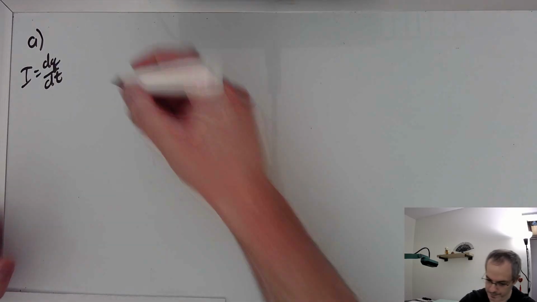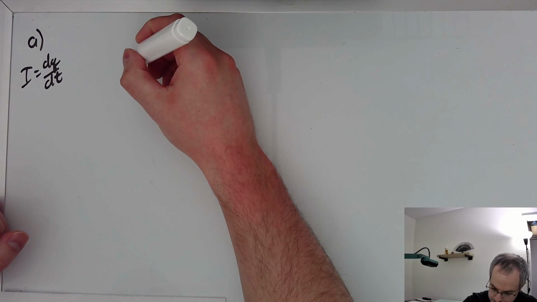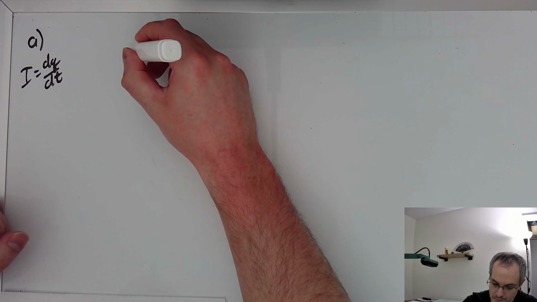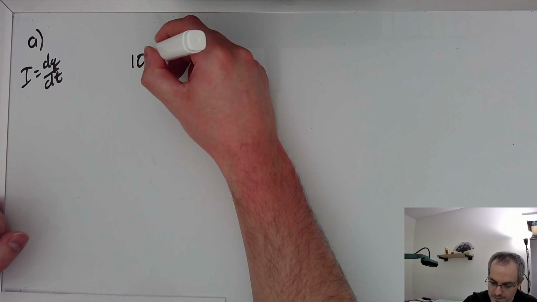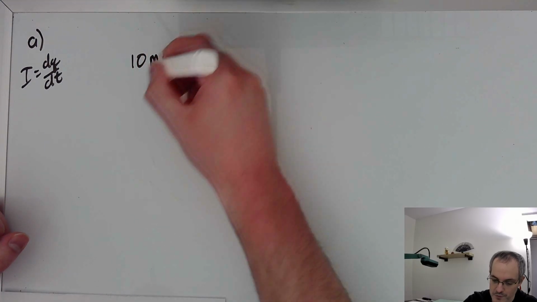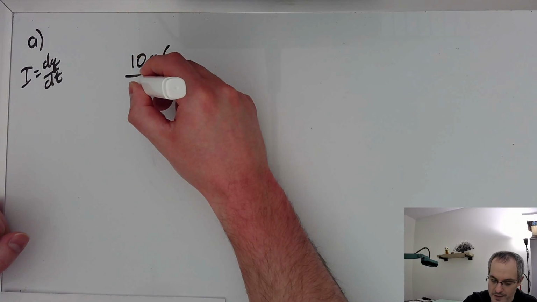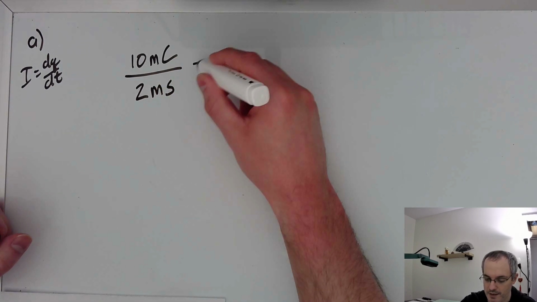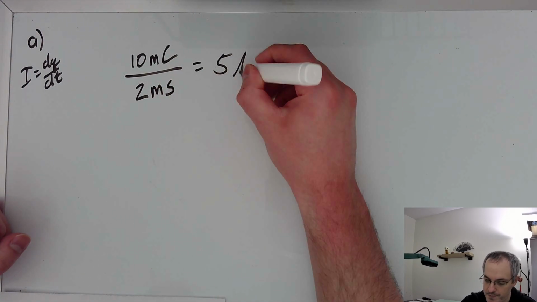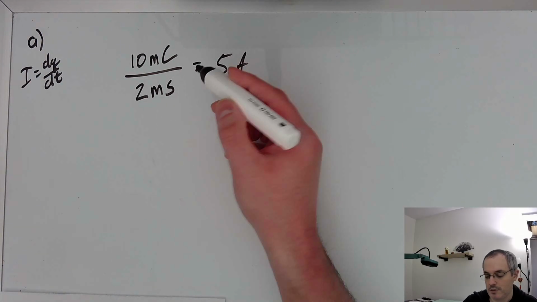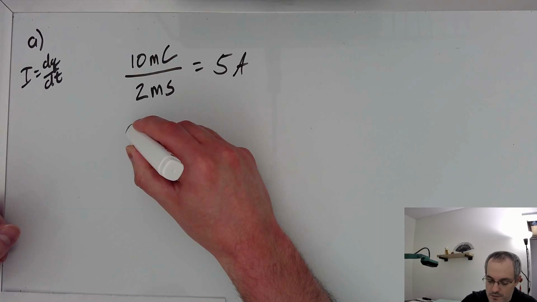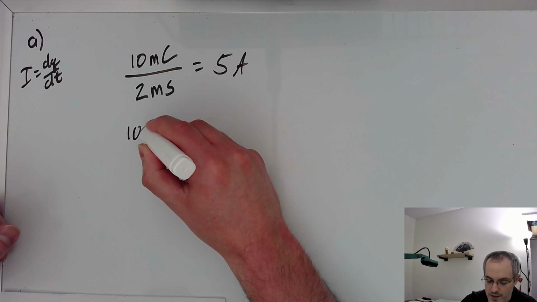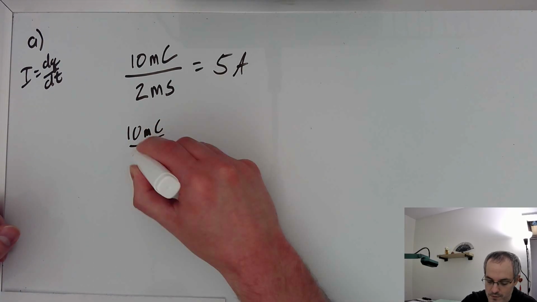Okay, so if you had like 10 coulombs divided by 2 milliseconds, I say that's 5 amps. But you say, how do you know? Because they're millis. Well, we can change them. 10 millicoulombs over 2 milliseconds.